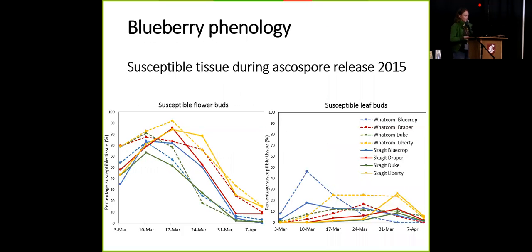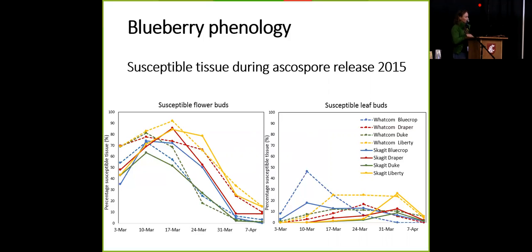Now, results of this experiment are shown in the graphs. The first graph is the flower buds, and the second one is the leaf buds. The time frame presented is the timing that the ascospores were present, and the amount of susceptible tissue is demonstrated. The different colors are the different cultivars. The stripes are Whatcom County, and the continuous lines are Skagit County. We found that overall Liberty had the highest amount of susceptible flower buds.